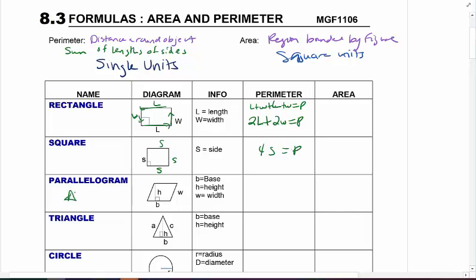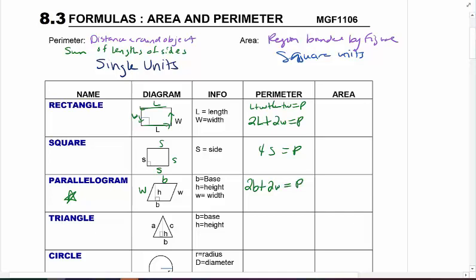A really important one, and an easy one to confuse, is the parallelogram. Notice I don't use length and width, I use the base, because this is different than our rectangle. If I used L's, it's not going to be wrong for this portion, but you'll make the mistake with the area. So I want you to distinguish between these. If I add these up, I go base plus width plus base plus width. So I get 2 bases and 2 widths equals my perimeter.